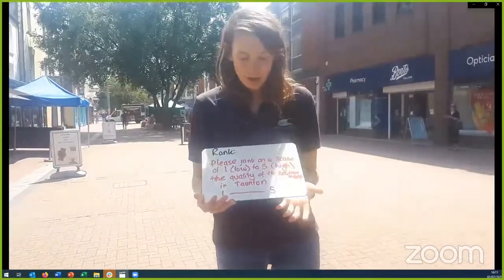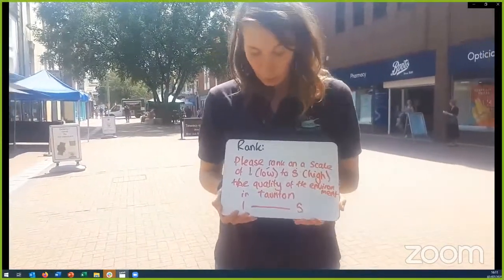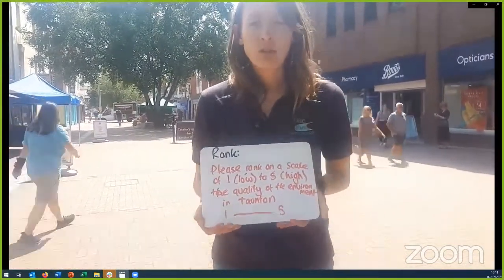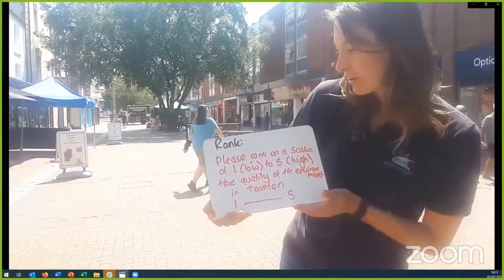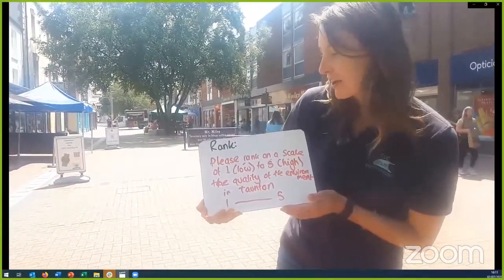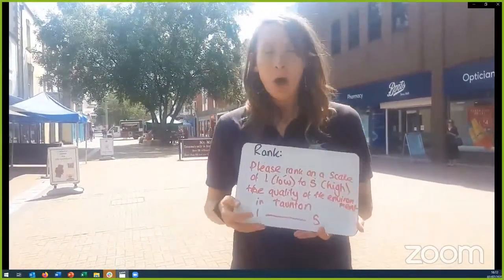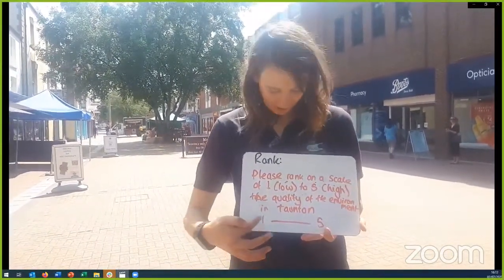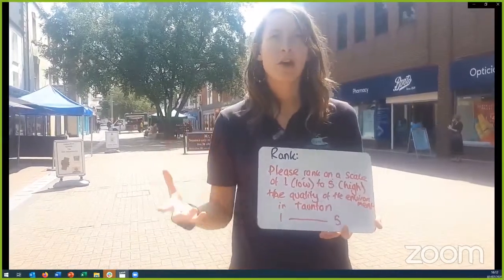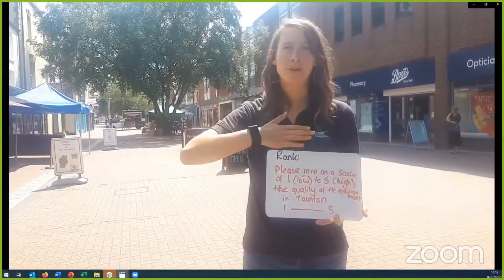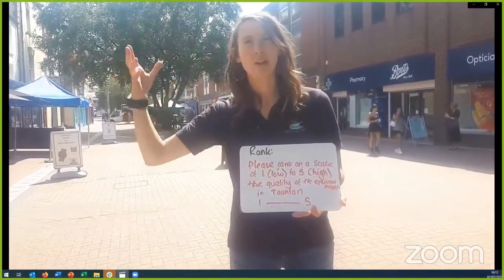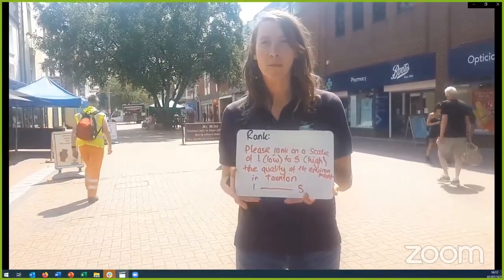And the final type of closed question that you might want to consider is a rank style question. Now the question I've got here reads, please rank on a scale of 1 low to 5 high the quality of the environment in Taunton. And I'd have a scale at the bottom where my participants could just mark on a scale of 1 to 5 as to how much they like the environment, which is quite good if you're trying to gauge, I guess, how much somebody dislikes or how much somebody likes something about the environment.